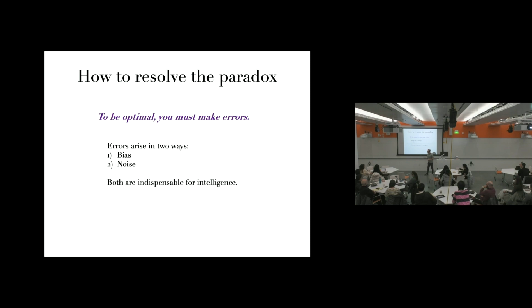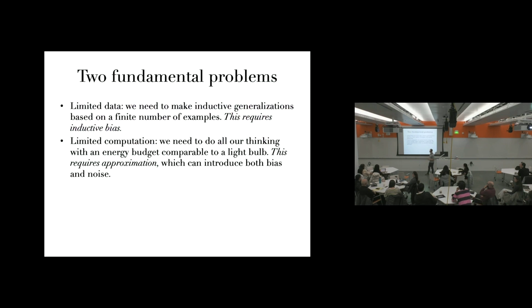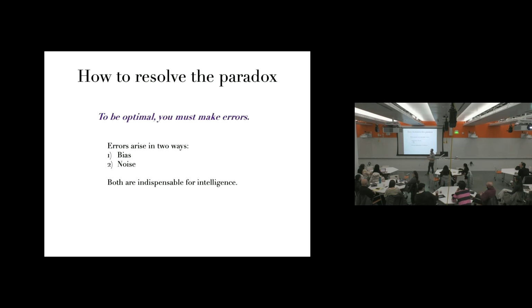And with that in mind, errors arise in two ways. One is some kind of systematic bias, and another is noise due to, for example, some kind of approximation error. And I argue that both are indispensable for intelligence, and that in fact you cannot build an intelligent machine or understand human intelligence without understanding the nature of these errors.